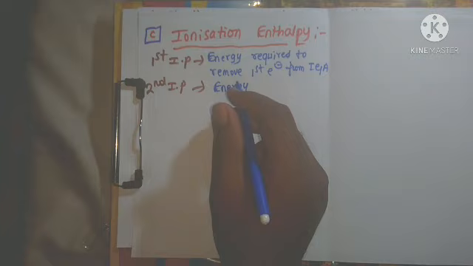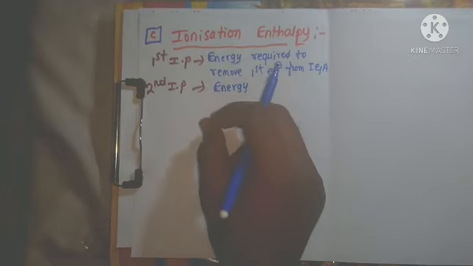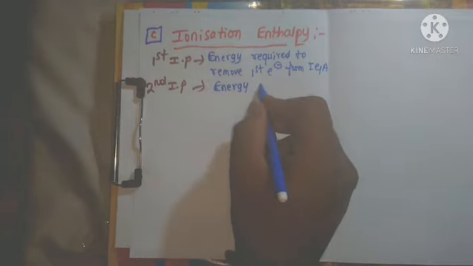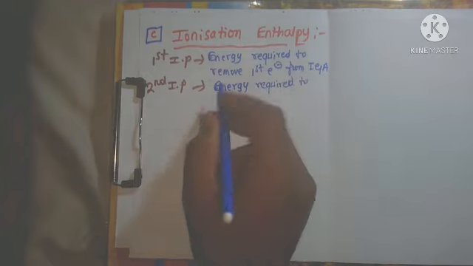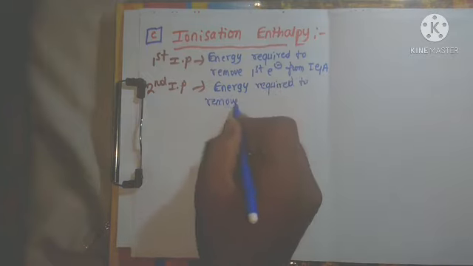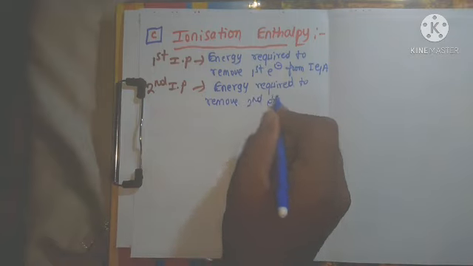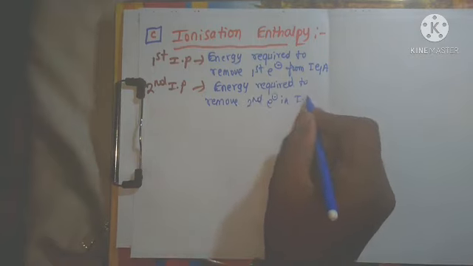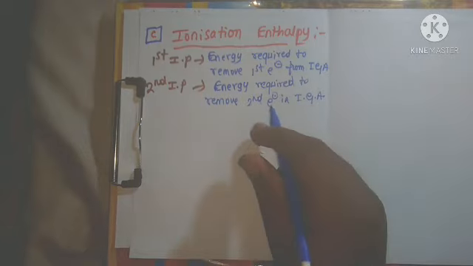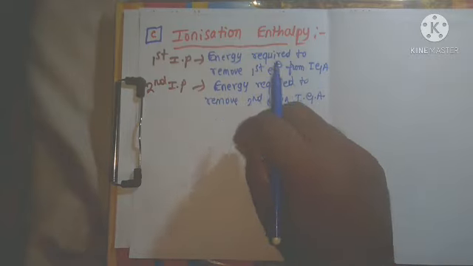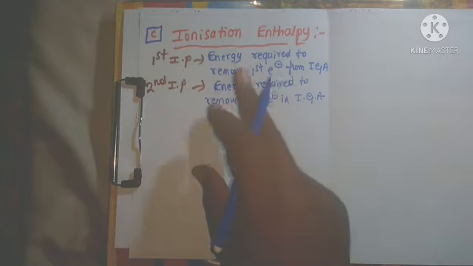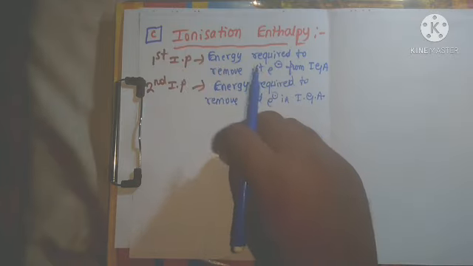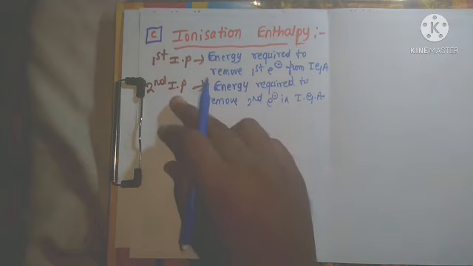Here also, second ionization potential means the amount of energy required to remove the second electron in the same isolated gaseous atom. In the given atom, for removing the first electron, the energy required is called first ionization potential. In that same atom, the amount of energy required to remove the second electron is called second ionization potential.